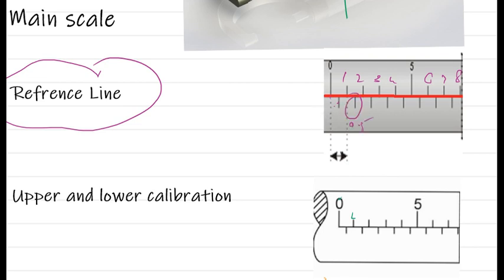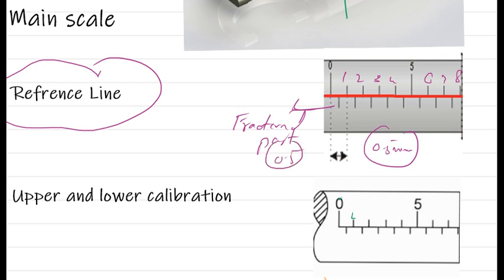So you keep in mind that the lower line, lower calibration, lower deviations from the reference line, that is equal to 0.5 millimeter, also called the fractional part. Means you can keep in mind that the lower part of a reference line is called fractional part. Fractional part means it gives the value in the fraction, that is 1 division is equal to 0.5 millimeter. I think you got this.